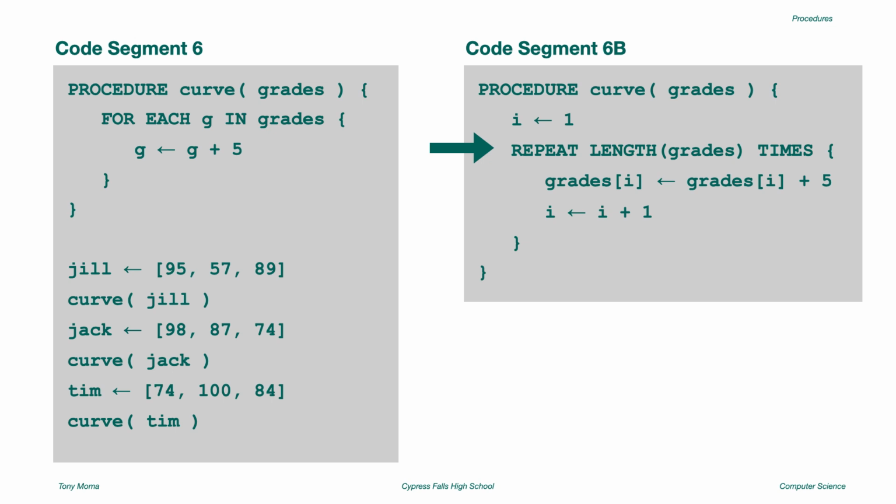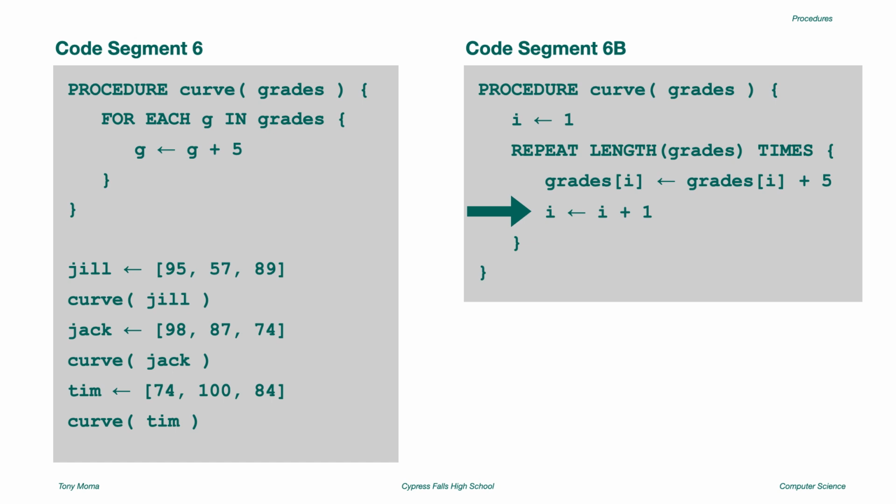If the length of the list is 10, then the repeat loop will loop 10 times, so on and so forth. Then inside the loop, we use the I variable as our index to increase the value at index I by 5, or in other words, curve it by 5. After we do that, we increase I by 1.